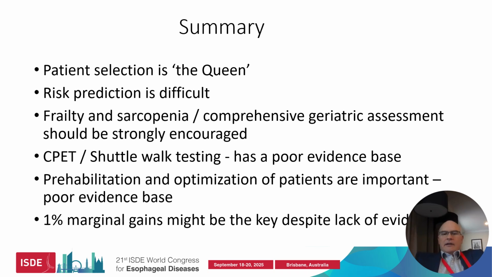And in summary, patient selection is clearly the queen of the game, but risk prediction is difficult. Frailty and sarcopenia are a real issue, and comprehensive geriatric assessment should be strongly encouraged. Both CPEX and shuttle walk testing have a poor evidence base. Prehabilitation and optimisation of patients are clearly important, but again have a poor evidence base. And 1% marginal gains might be the key to improving outcomes in this evidence-free zone.